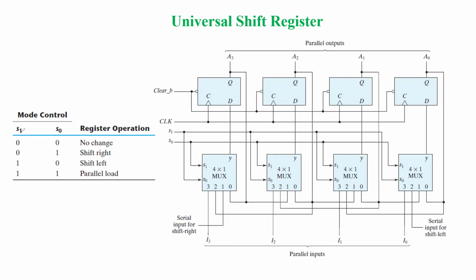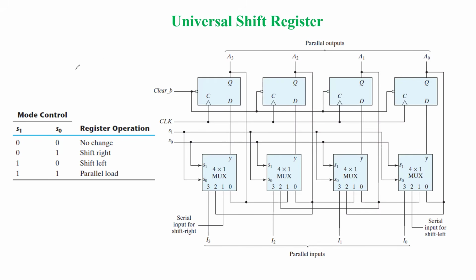If you see the construction here, we are considering 4 bits. So we are taking 4 multiplexers followed by 4 D flip-flops. Since the name itself is universal shift register, it provides bidirectional shifting, meaning it can do right shift, left shift, as well as parallel loading.